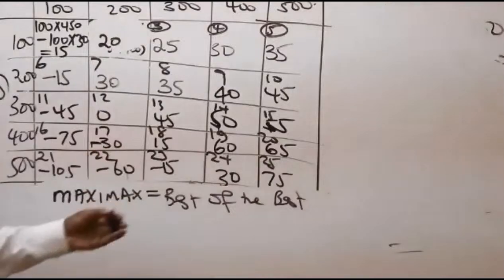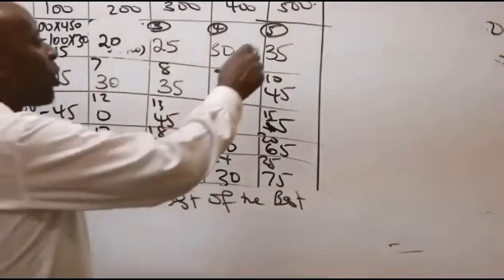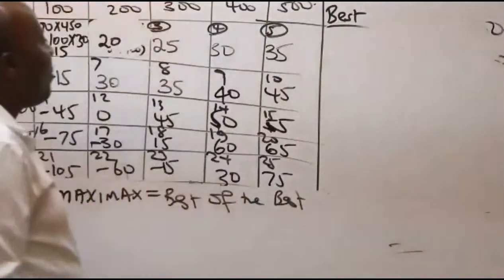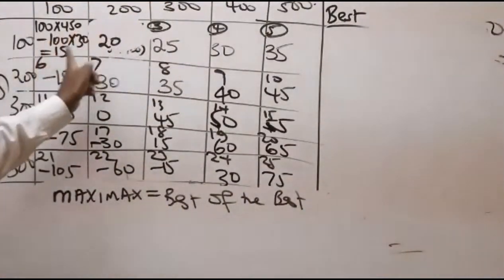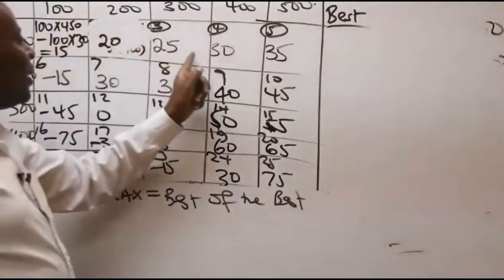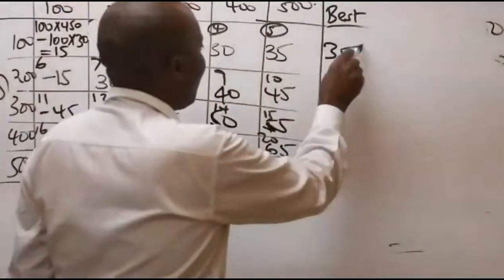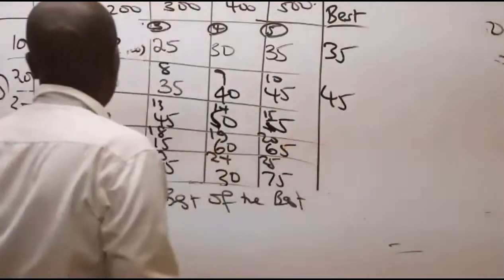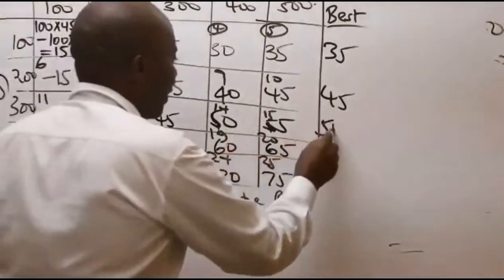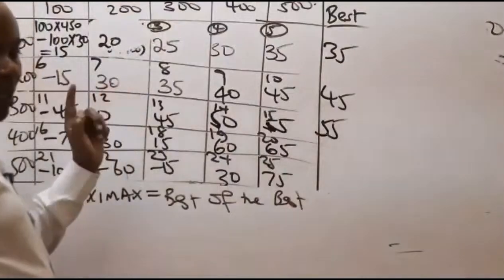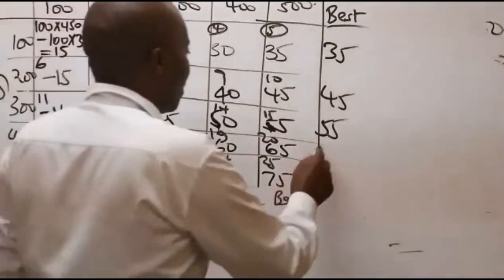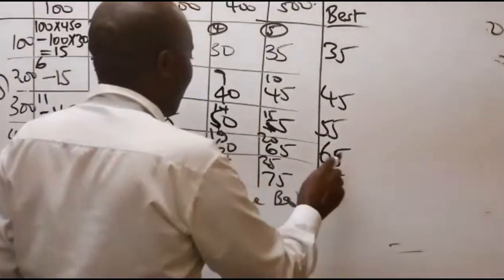Maximum of maximums. And what I'm supposed to do is to create a column here for best. So the very best profit here is always the highest. For this particular supply, the very highest profit is 35. For the second one, the very highest is 45. For the third one, 55. I'm only picking the best for each alternative. The very best is 65, and then now we have 75.